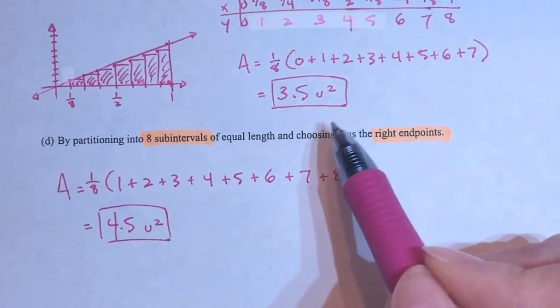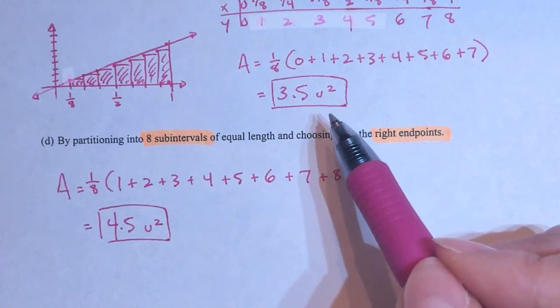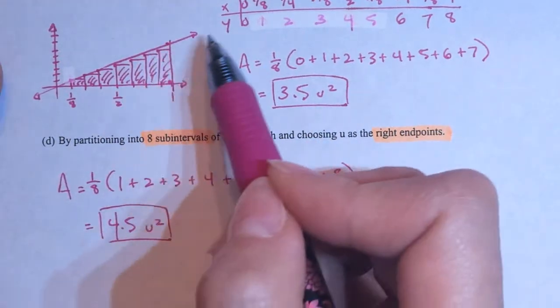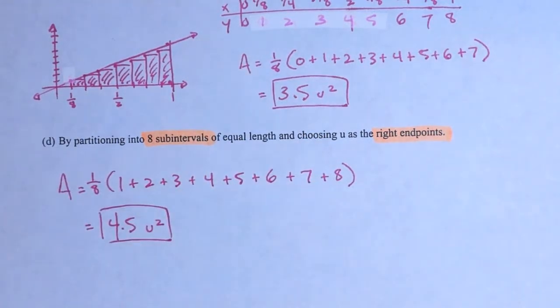So it's going to be exactly 4. Rarely are you going to have an exact number. You're only going to have an exact number when this is a line, when you're finding the area under a line. Anything else is not going to be exact ever.